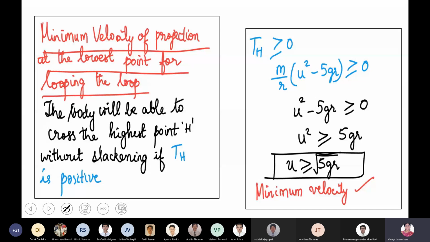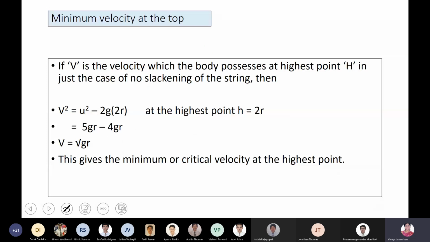If someone needs to copy, just take a screenshot and put it in the chat box. Ma'am, what's the next chapter? Next chapter, system of particles and rotational motion.